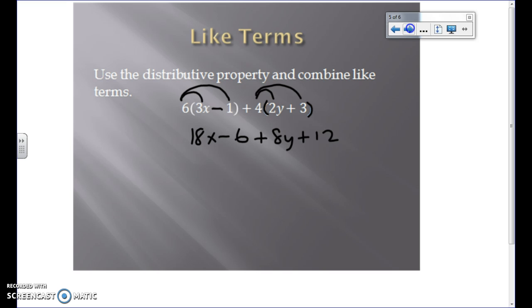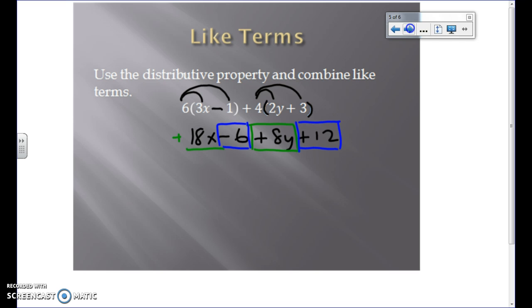Now again, I have different parts of my like terms in different places. I see that 18x is a positive 18x. Okay. I see an 8y that is a positive 8y. But I also see a negative 6 or a minus 6, and that minus has to stay with the 6, and a plus 12. So my next strategy is going to be to write it in an order where I can combine the like terms. So the constants is what I want. I want both constants to be right next to each other so I can simplify.